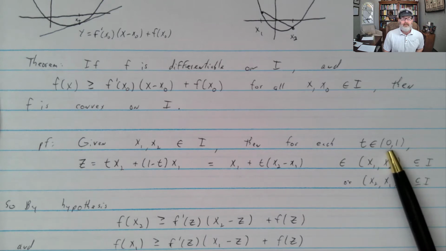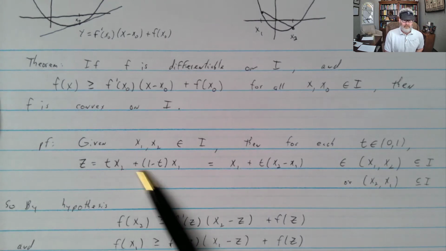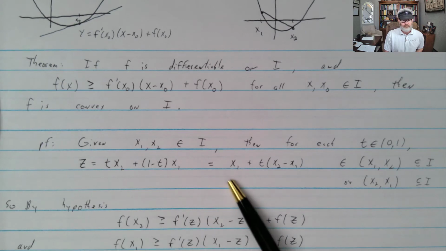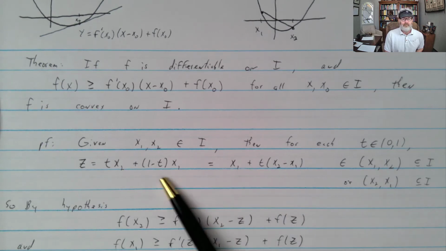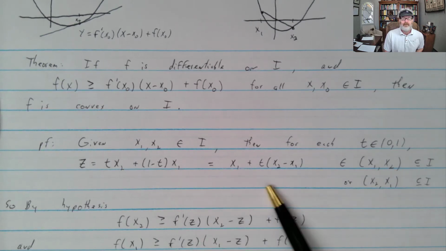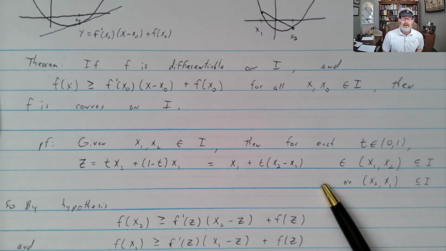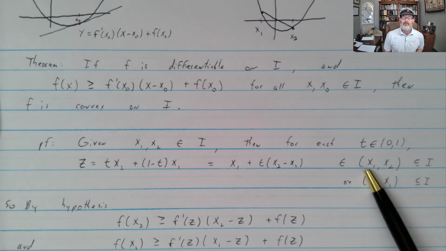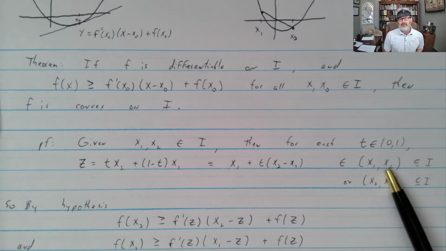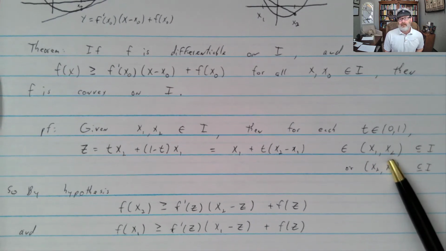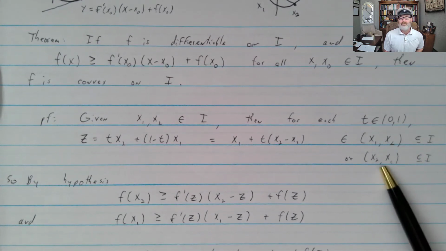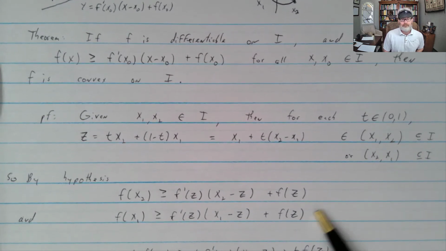Proof: given x₁, x₂ in the interval, for each t, I can set this point in between them. I'll just call it z for now. And you can write z in different ways if you distribute. So z is in the interval from x₁ to x₂, assuming x₂ is bigger, and then that's in I. It works if x₁ is bigger than x₂, either way.